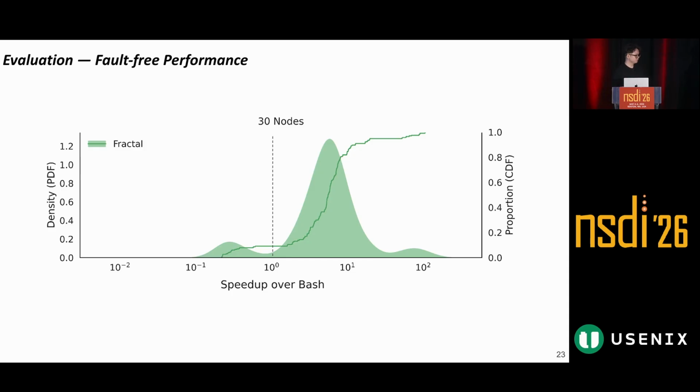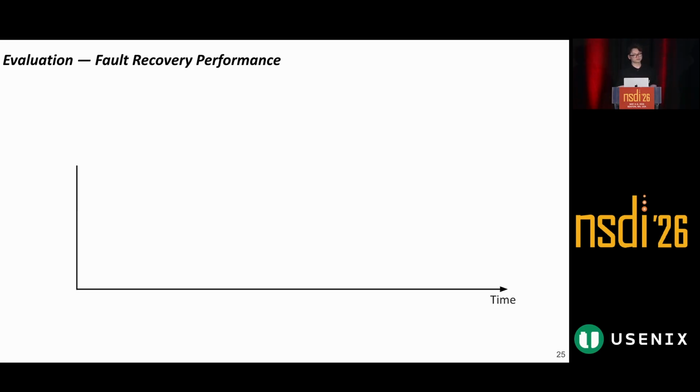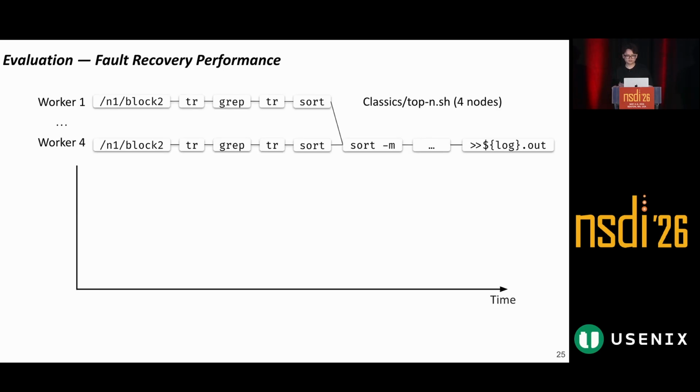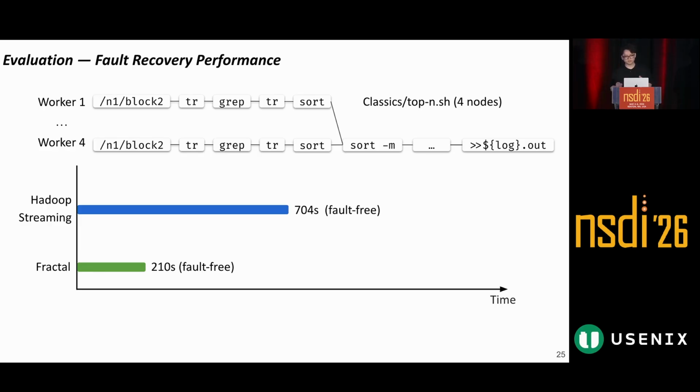How does Fractal compare to Dish? It achieves comparable performance to Dish, demonstrating that the extra components to support fault tolerance introduce very little overhead in fault-free execution. In some cases, Fractal even outperforms Dish because of a series of runtime optimizations. To evaluate the fault recovery performance, let's zoom in on a script that contains a single pipeline calculating the top n frequent words in the large text input on a four-node cluster. The x-axis here is the total execution time, and we compare Fractal against Hadoop streaming. In fault-free execution, Fractal is more than 3 times faster than Hadoop streaming.